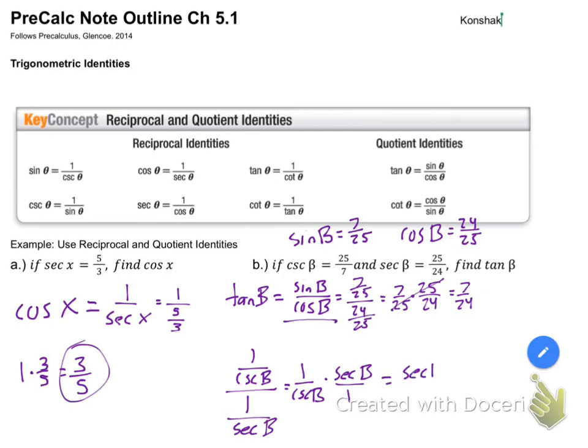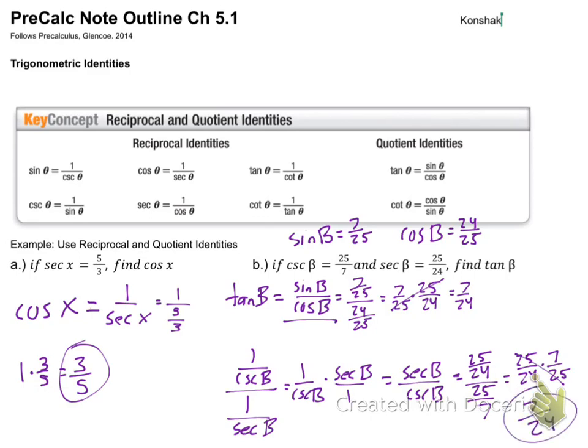Which results in secant beta over cosecant beta. I'm just rearranging the problem. And we know secant is 25 over 24, over 25 over 7. Which again means I need to flip and multiply. It cancels and leaves me with 7 over 24 again.